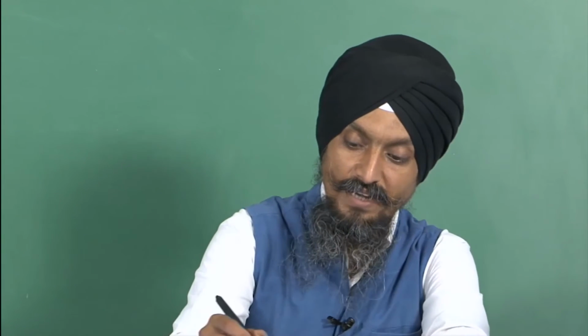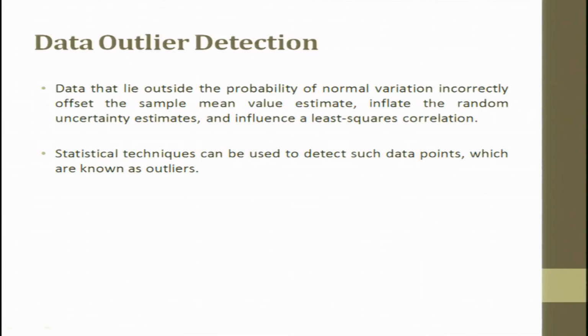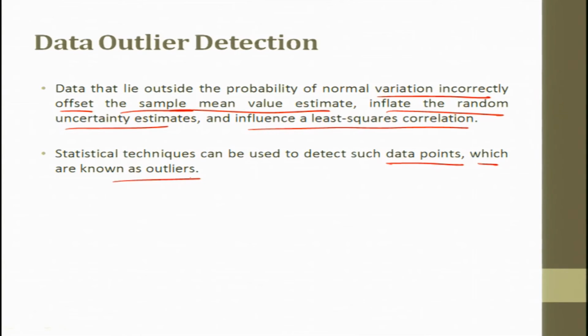So data that lie outside the probability of normal variation incorrectly offset the sample mean value estimate, inflate the random uncertainty estimates, and influence a least square correlation. So statistical techniques can be used to detect such data points which are known as outliers. One approach to detect the outlier is Chauvenet's criterion.